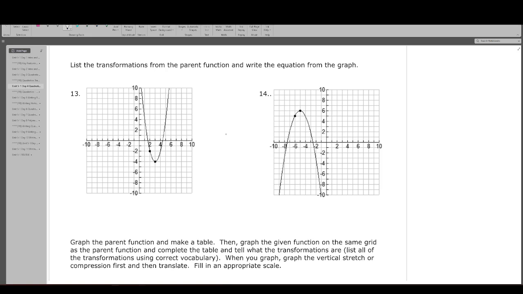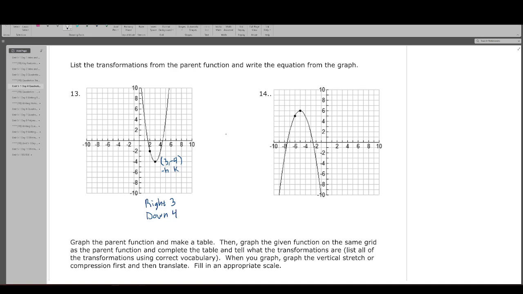So we have our vertex is at 3, -4. That's important because that gives us our h and k. So this is the opposite of h, and this is k. So I know that my equation lists the transformations. So we're going to say that this went right 3. We're going to say that this went down 4.